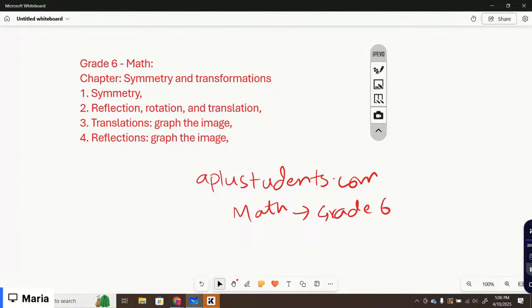We're going to start with the chapter Symmetry and Transformations. The lessons we're going to cover today: symmetry, reflection, rotation, and translation. Translations graph the image, and then reflections graph the image. So please make sure you have your notebook and pencil so that you can note down the important examples and definitions as well.